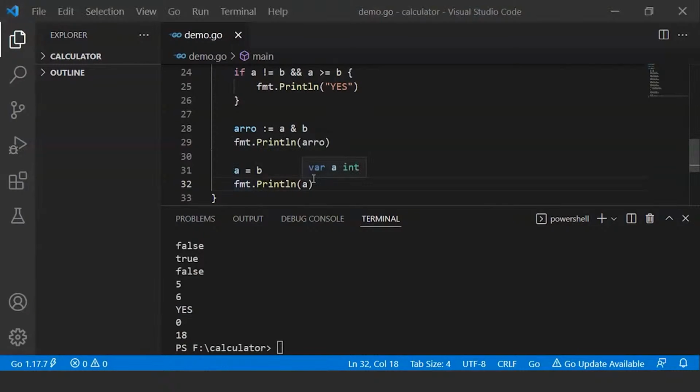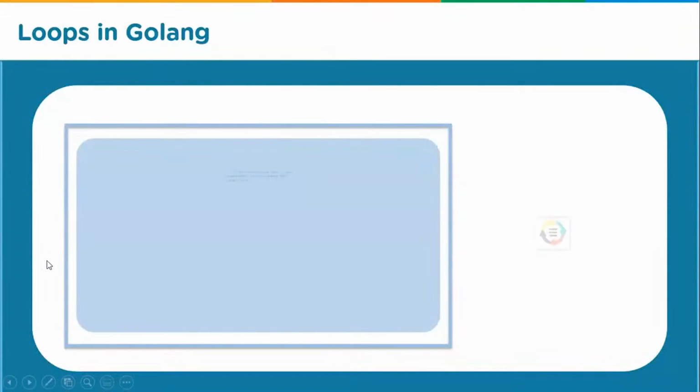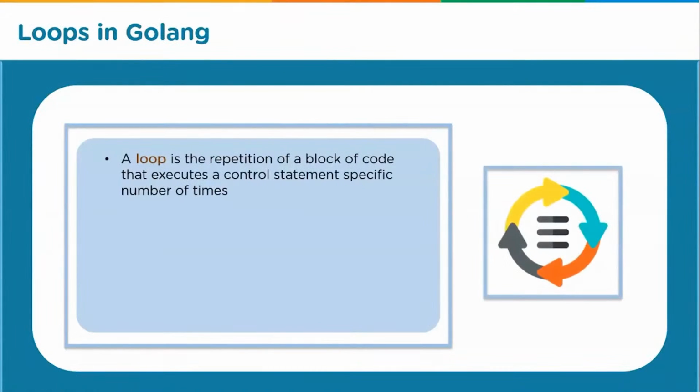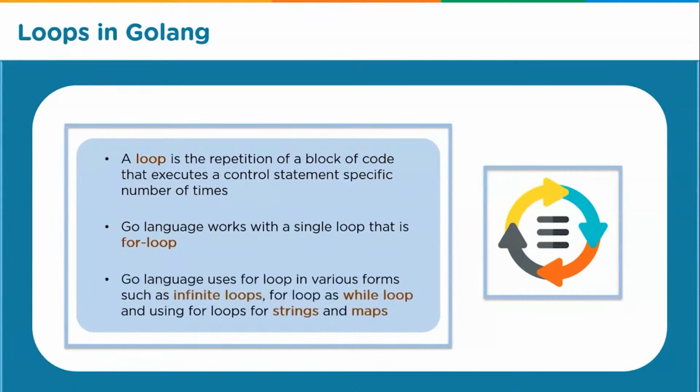Now we will traverse to the next topic, that is loops in Golang. A loop is the repetition of a block of code that executes a control statement a specific number of times. Go language works with a single loop, that is the for loop. And moreover, Go language uses the for loop in various forms, such as infinite loops, for loop as while loop, and using for loops for strings and maps.